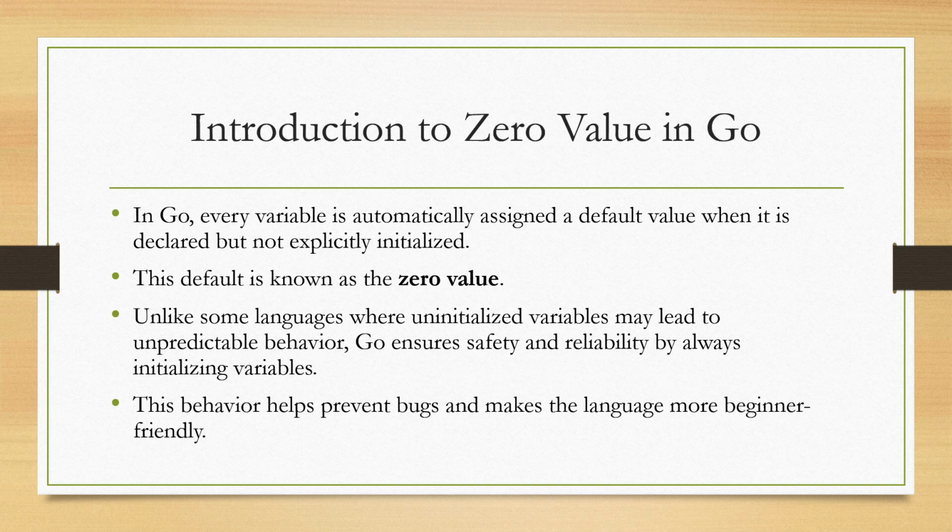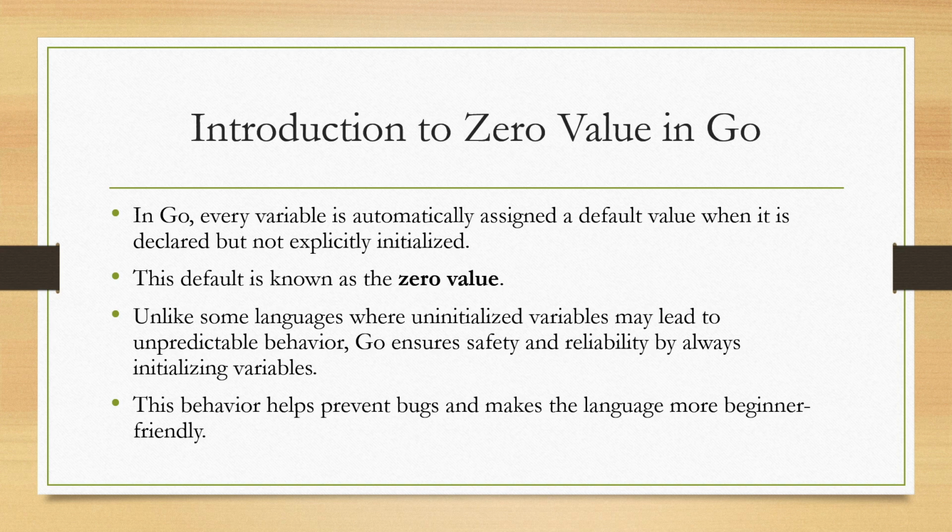Well, in some other programming languages, if you forget to initialize a variable, it might contain some garbage value, or it might even throw an error when you try to use it. That can cause bugs which are really hard to track down. But Go doesn't do that. It's smarter. Go takes care of this for you. Even if you do not give a value, Go will still assign something safe and predictable. That's a zero value.